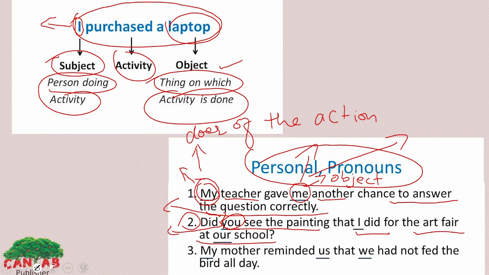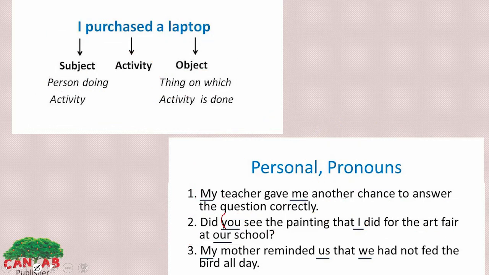We have one subject and two objects here. You is the subject because it is first in the sentence, and here the I is an object on which the activity is done. And the activity is seeing the painting. And our is also an object where the activity is done, at our school. So in this sentence, you is a subject, I is an object, and our is also an object.